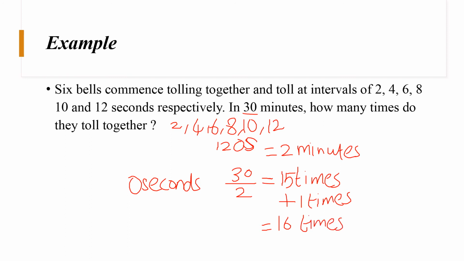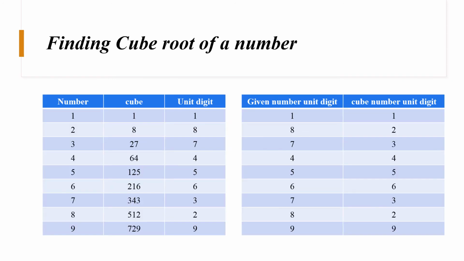Next, move on to the next concept, that is finding the cube root of a number. For finding the cube root of a number, we need to remember the cubes of numbers from 1 cube to 9 cube and their unit digits. Here they are given the cubes of numbers and their unit digits. From the unit digit, we will be able to find the cube root of a number.